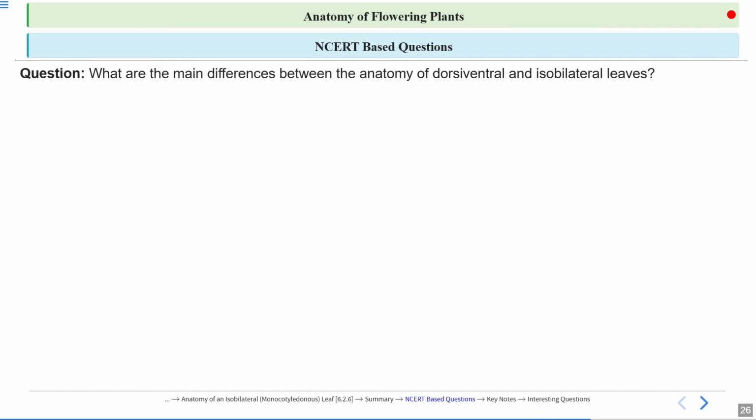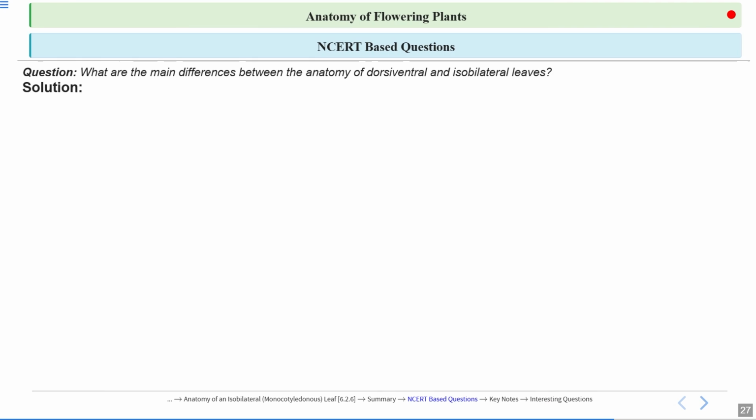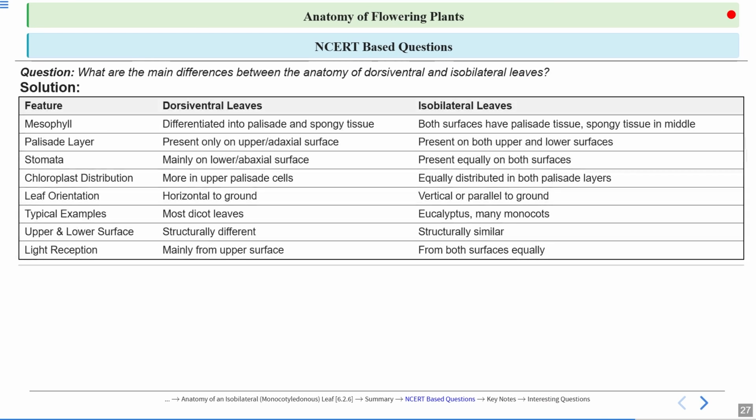Next question. What are the main differences between the anatomy of dorsiventral and isobilateral leaves? Let us see the answer. There are so many differences. Regarding mesophyll, in the dorsiventral leaf it is differentiated into palisade and spongy tissue. In the isobilateral leaf, both the surfaces have palisade tissue, with spongy tissue in the middle. Palisade layer is present only on the upper adaxial surface in dorsiventral, and on both the upper and lower surfaces in isobilateral.